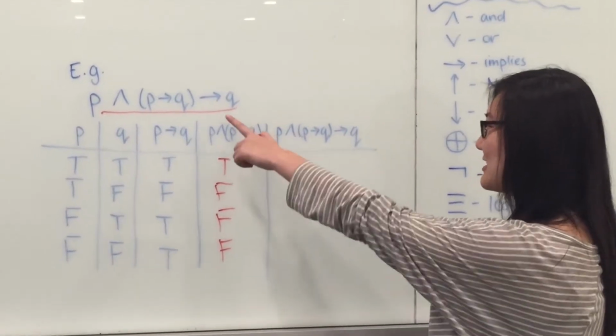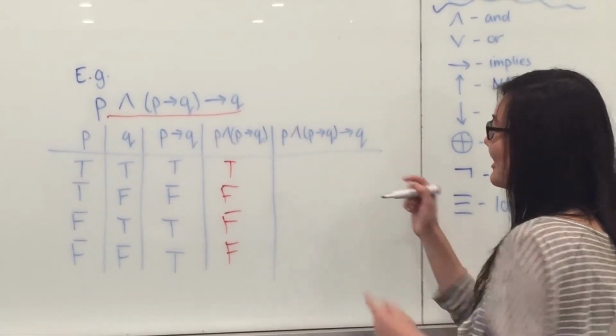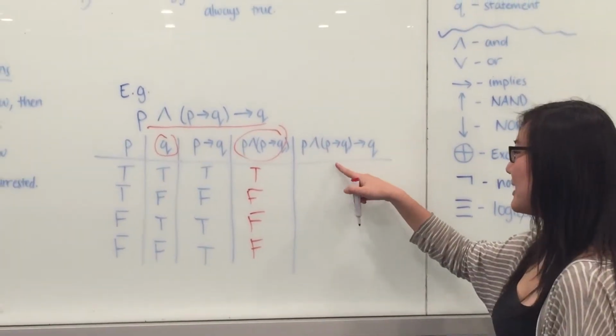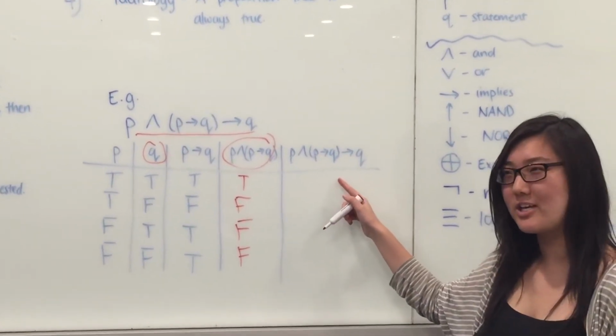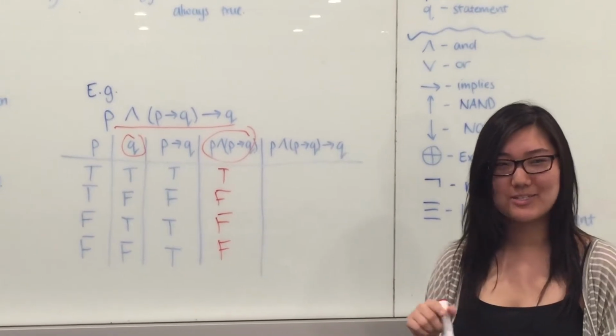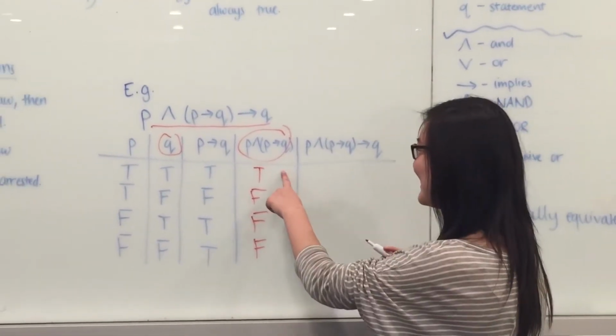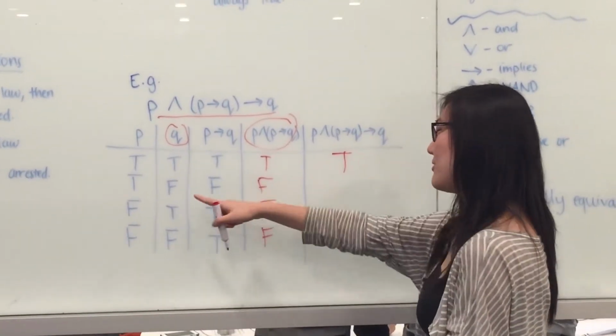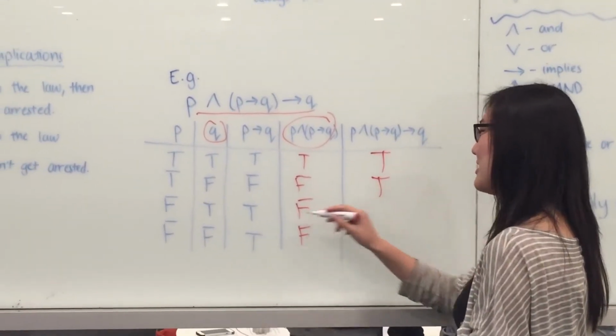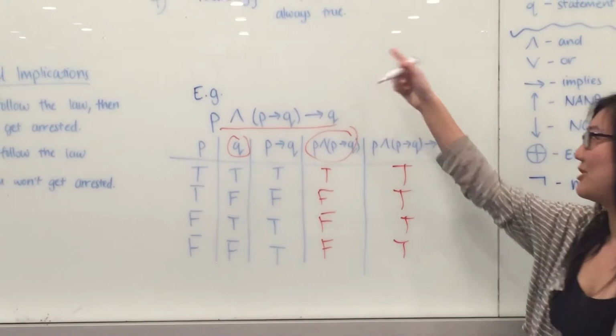And finishing the example, we have P and P implies Q, implies Q. It is only false when P is true and Q is false. This is Q and that's P, so the first one will be true. Unfortunately, they're both false, so that's also true. And it just becomes true, which is a tautology.